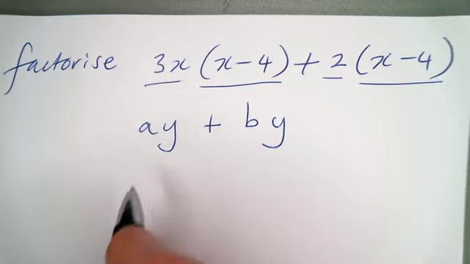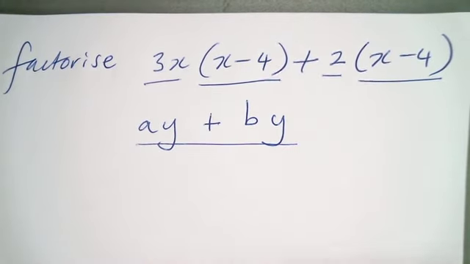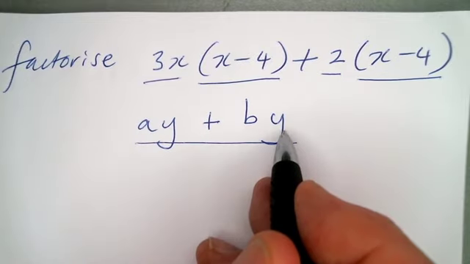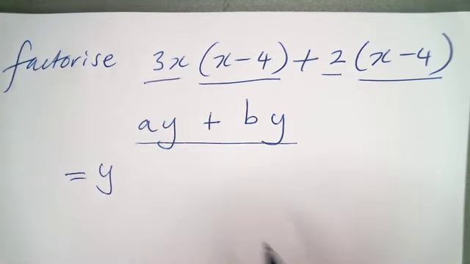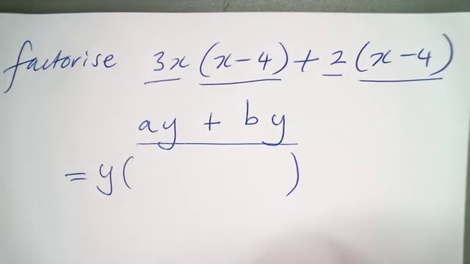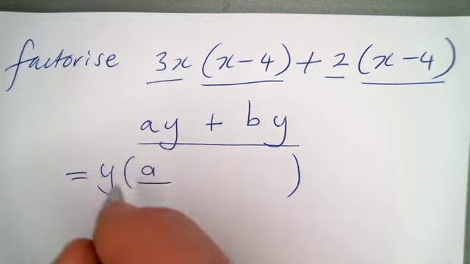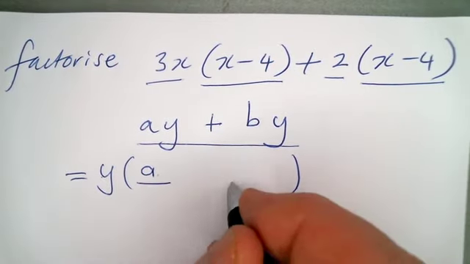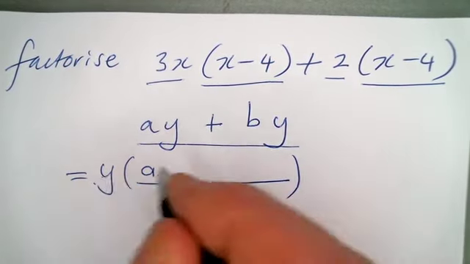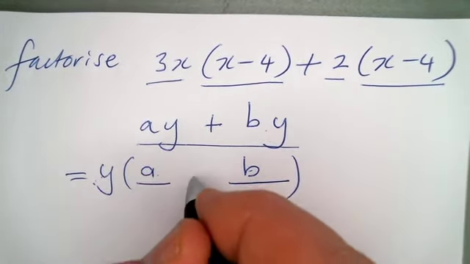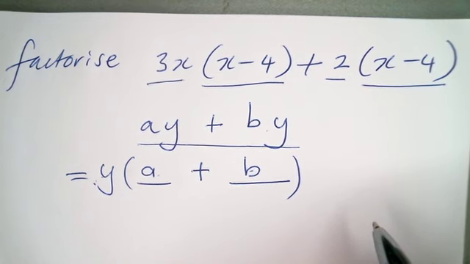And I said, let's factorize this equation. When we factorize something, we look for things that are common. So if I was to factorize this, I would say, well, y is common to this and y is common to this. So we put the thing that's common outside the brackets. And then we ask ourselves a question. What times y makes ay? Well, a times y makes ay. And what times y makes by? Well, b times y makes by. And of course, we have a plus in between to make it true.